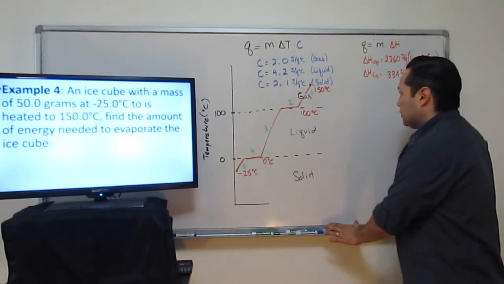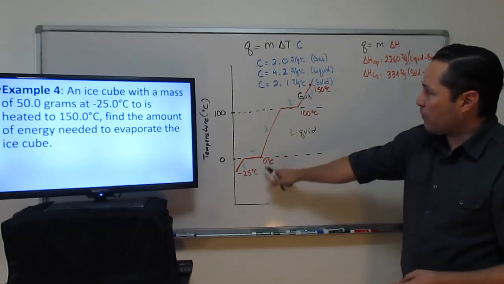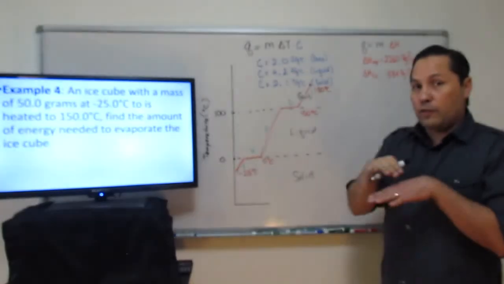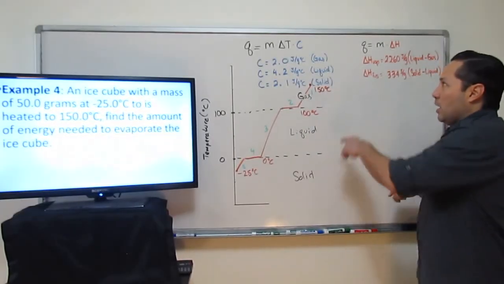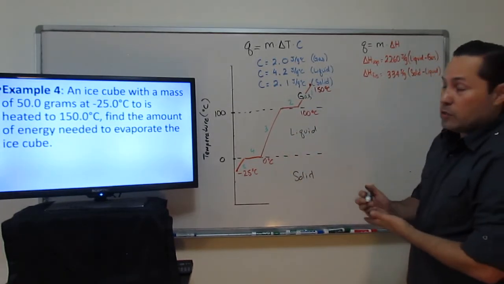All right, next, let's start plugging into the formulas. Again, for 1, 3, and 5, we're going to use this formula right here. For 2 and 4, which are the flat lines, we're going to use this formula. And we use this one because they are going through a phase change. All right, so let's get started.